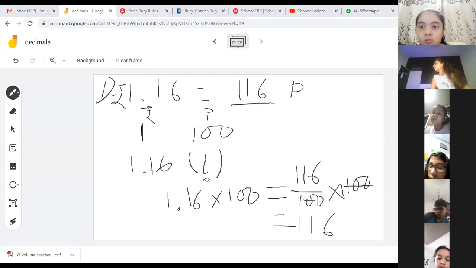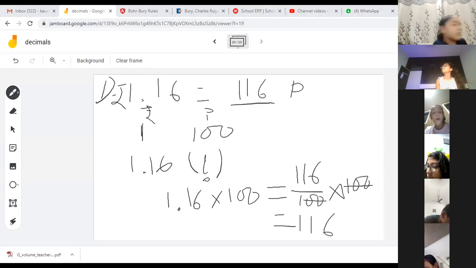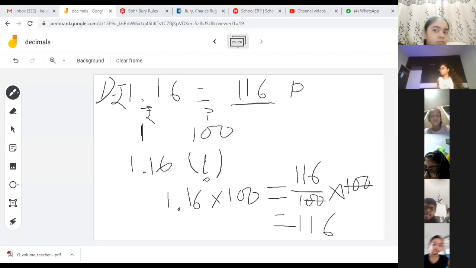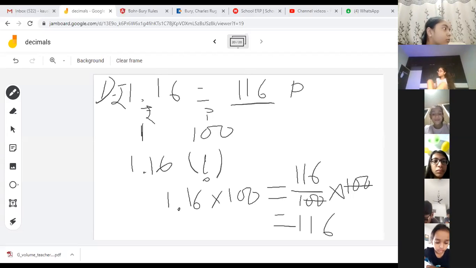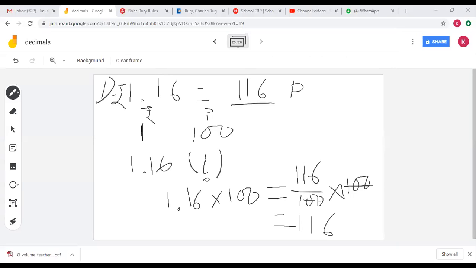When you want to convert paise into rupees, you have to divide. When you want to convert rupees into paise, you have to multiply by 100. This is something which you studied last year. Conversions you had studied last year. So based on that, you have to do it. Come on, let's do it quick. Next one, number 2. Oh, sorry.